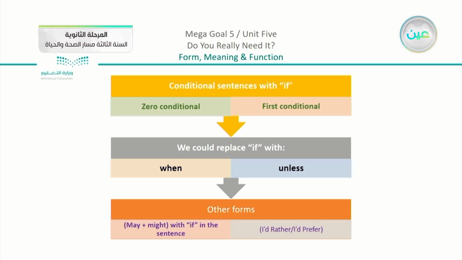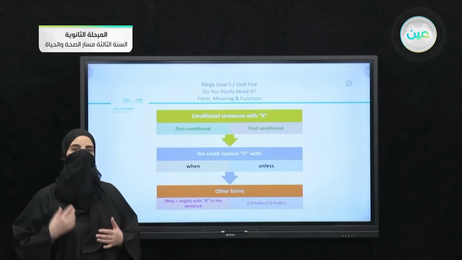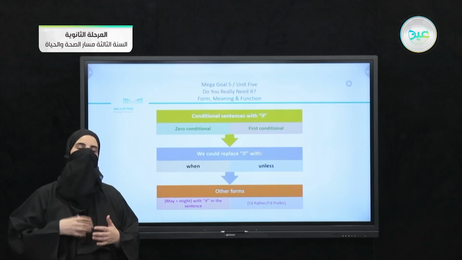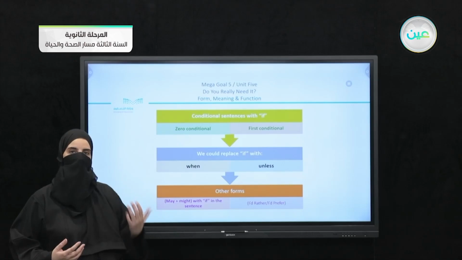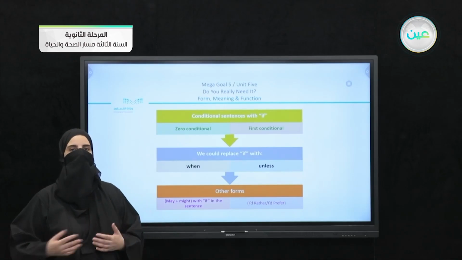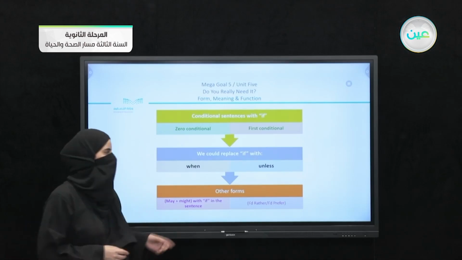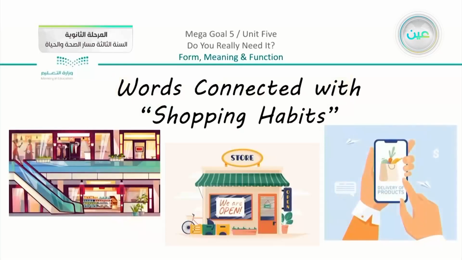Now we said that we can use may or might with if in the sentence, and I can also use I'd rather or I'd prefer. We have here the I and D together, I'd. They are short for I would. Would is the past tense of will, which is also used with the if clause. Now, basically, this is what we took in the form, meaning, and function.